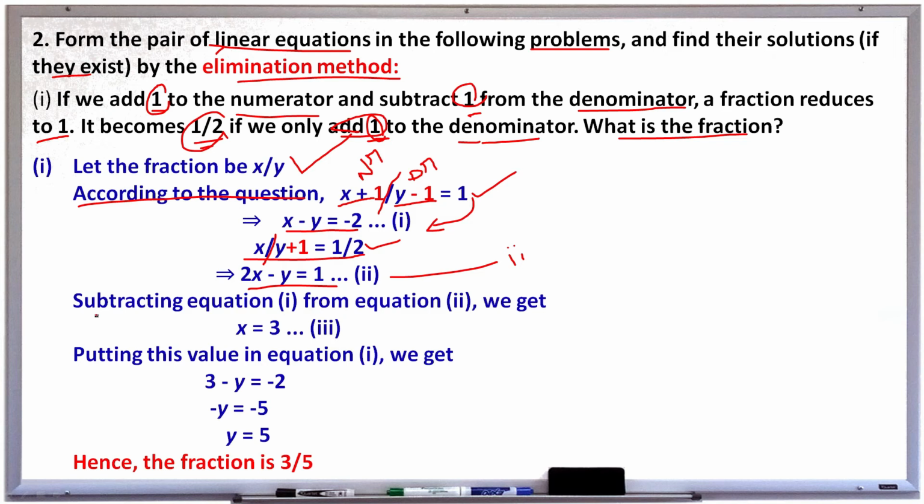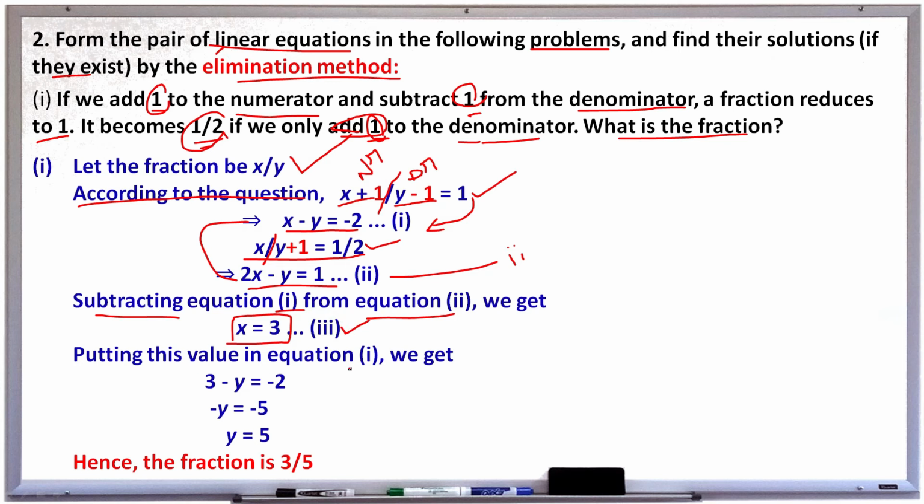Subtract equation number 1 from equation number 2. That means 2 minus 1. From 2 we are going to subtract 1. When you subtract, y and minus y cancel. So you will get x is equal to 3. So we got the value x is equal to 3.